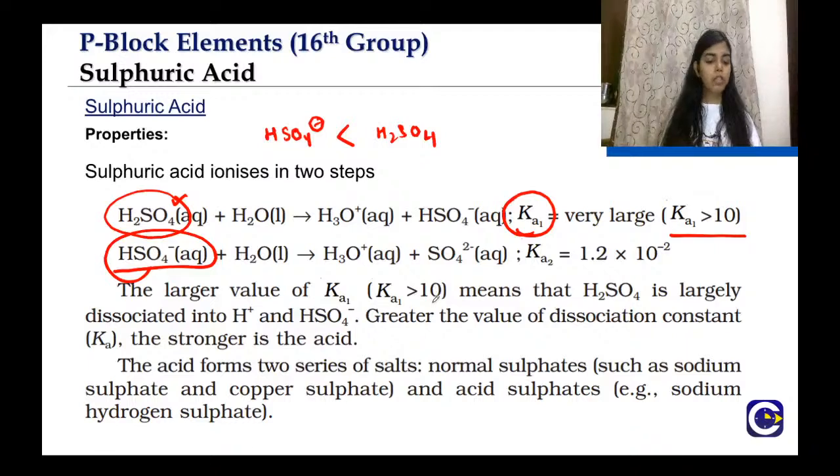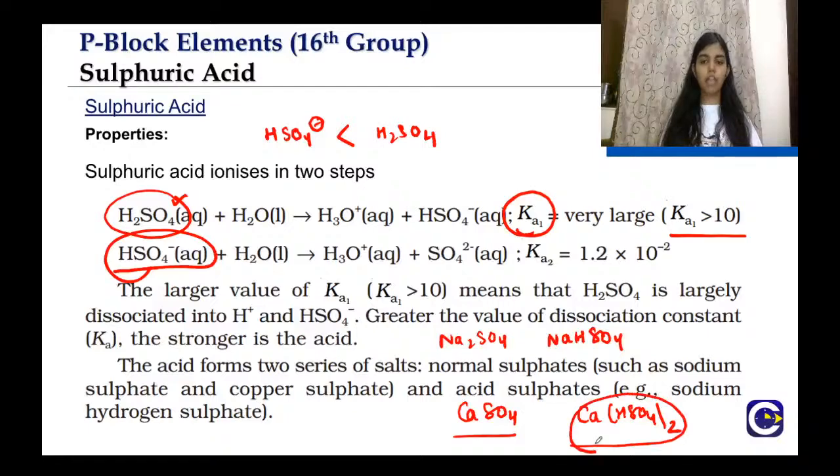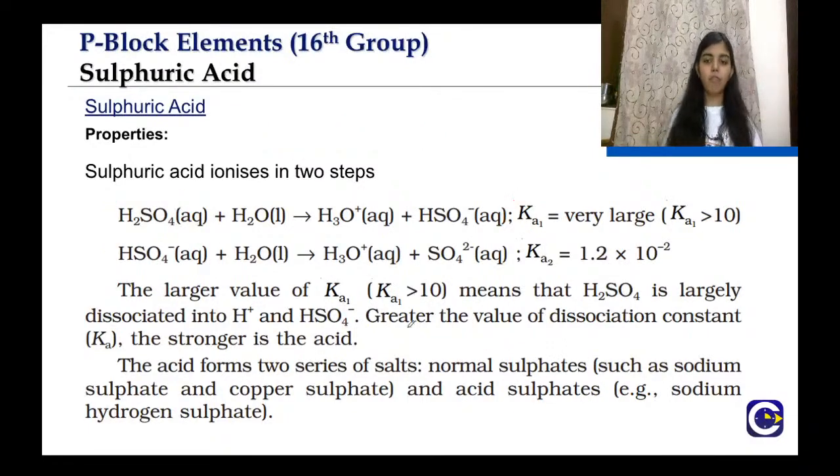Okay. Now, this particular acid can form two types of salts basically, right? Either the normal sulfates or the normal hydrogen sulfate. For example, if you write down sodium sulfate, it will give you Na2SO4, right? And if you write sodium hydrogen sulfate, it will be NaHSO4. Similarly, if you want to write down calcium sulfate, it will be this, right? And calcium hydrogen sulfate, it will be something like this, right?